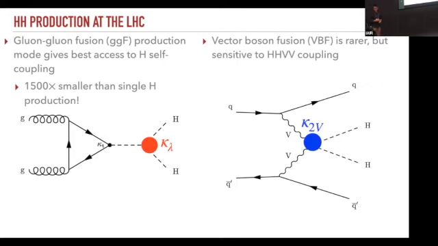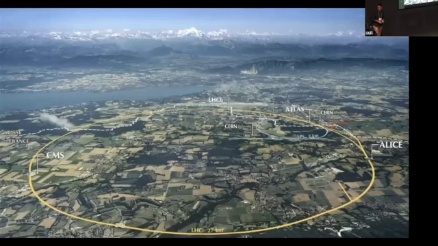There's also this vector boson fusion mode, which gives us access to kappa 2V, this other HHVV coupling, which is actually even rarer than this one. But for reasons that you'll see, we'll be able to get some information about this coupling as well.